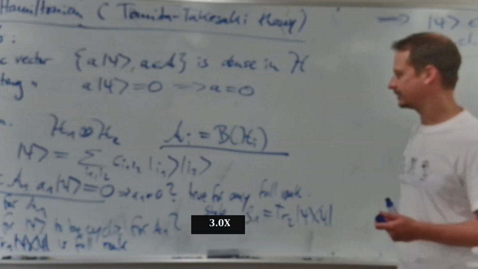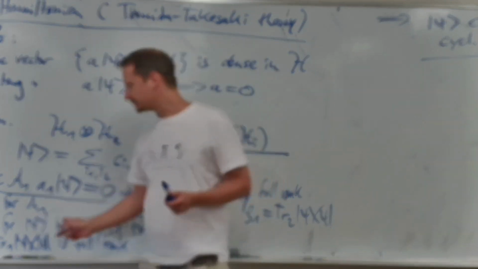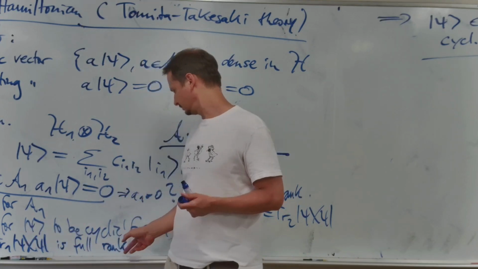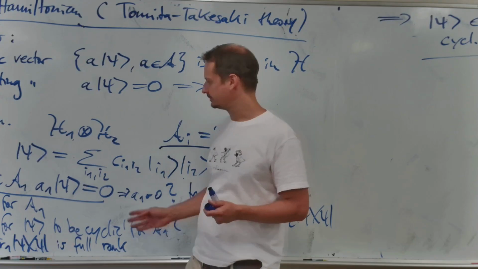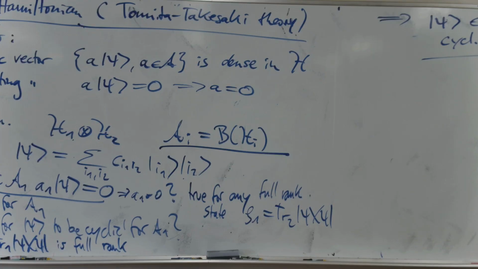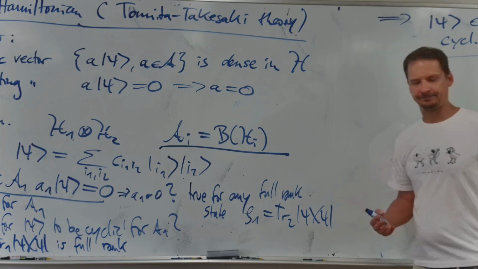And now, sorry, where did you use the cyclic property in this? No, I only discussed it down here. Oh, okay. Yeah. So I'm asking, what does it take for psi to be cyclic for the algebra A1? And then convince yourself that it means that the reduced density matrix of the second factor has to be full rank.